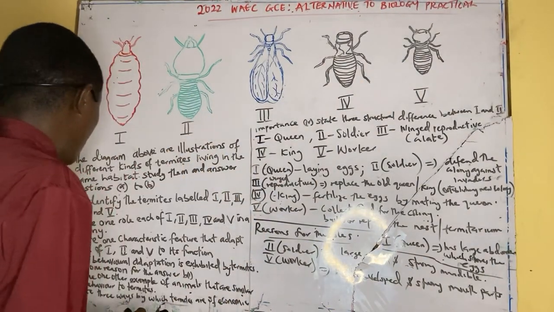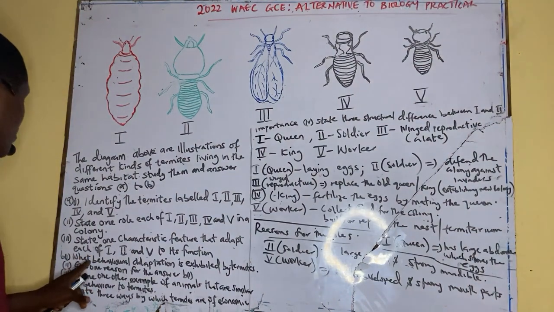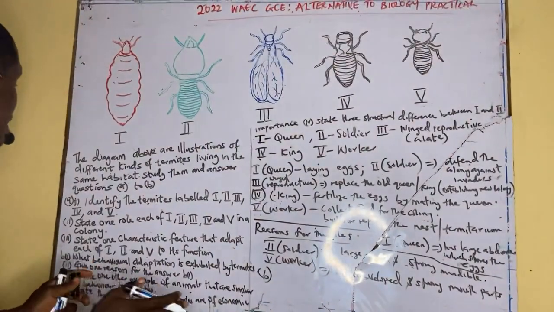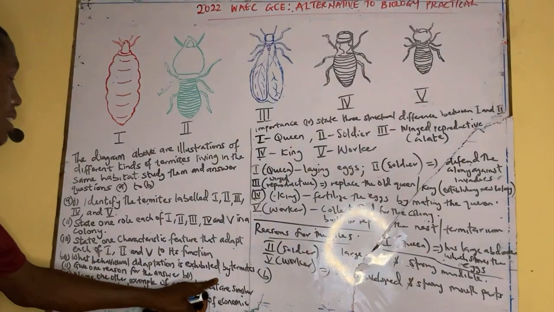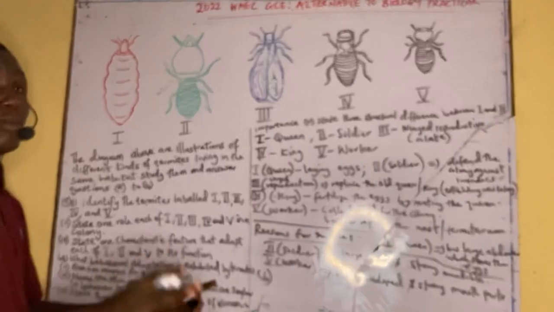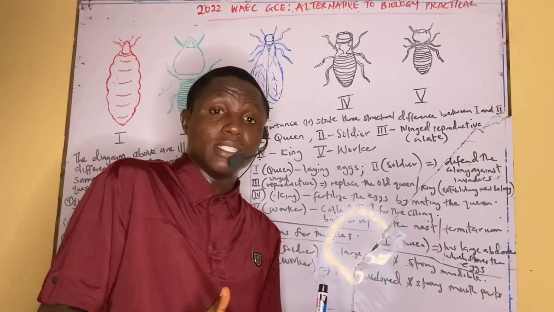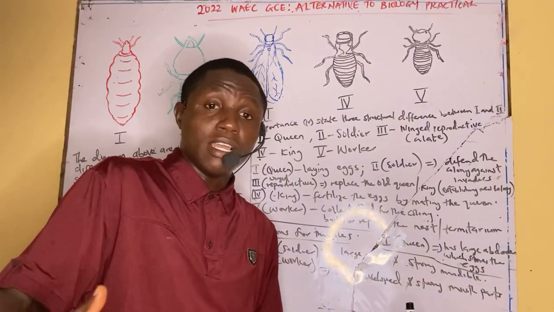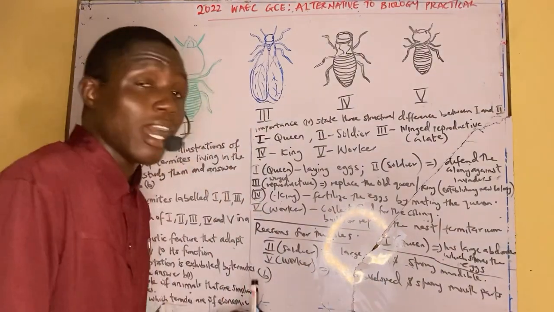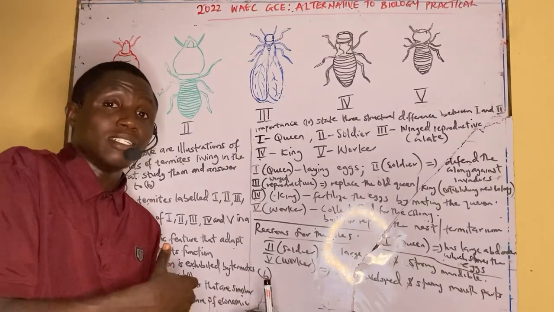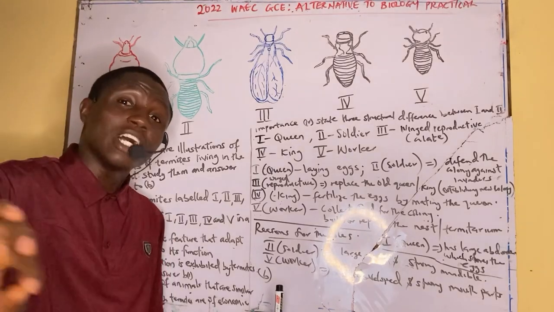So that's that. Another thing is: what behavioral adaptation is exhibited by termites? Now we are going to look at behavioral adaptations. What kind of adaptation do termites exhibit? They exhibit the caste system adaptation, whereby they live in an organized community where division of labor is the order of the day, and everyone has something to do. So we call it the caste system, which is also known as the social insect behavior.